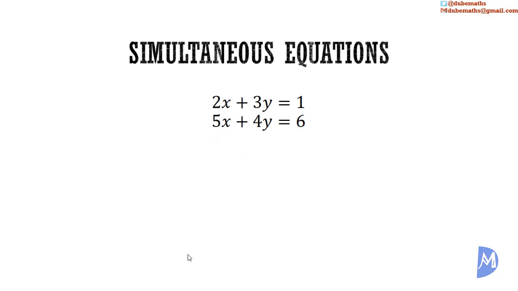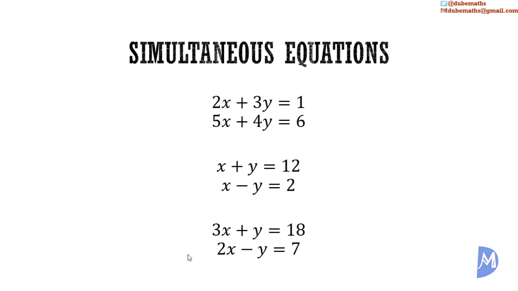A second pair of simultaneous equations might be x plus y is equal to 12 and x minus y is equal to 2. And a third example, 3x plus y is equal to 18, 2x minus y is equal to 7. In elimination, we are going to eliminate one of the unknowns.